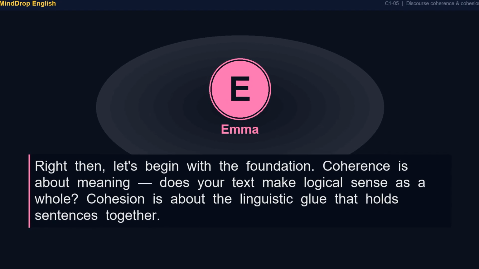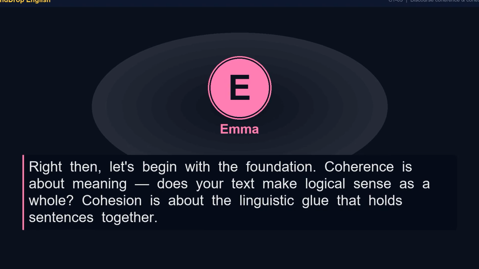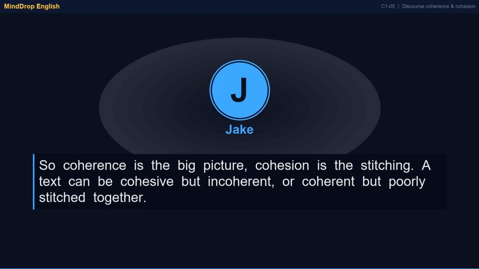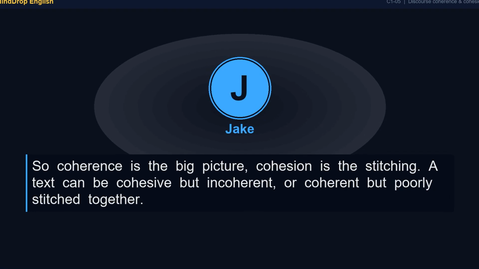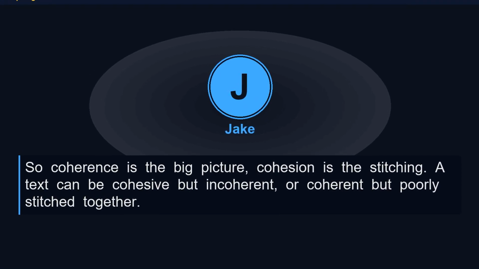Coherence is about meaning. Does your text make logical sense as a whole? Cohesion is about the linguistic glue that holds sentences together. So coherence is the big picture, cohesion is the stitching. A text can be cohesive but incoherent, or coherent but poorly stitched together.